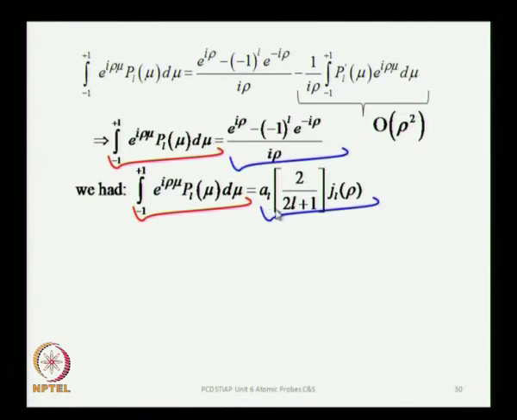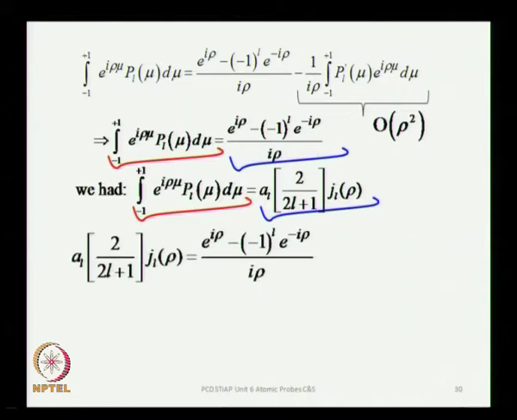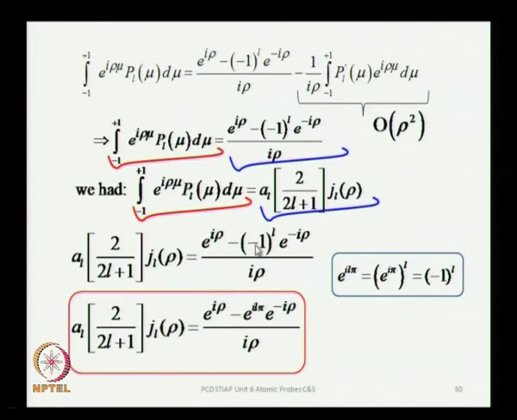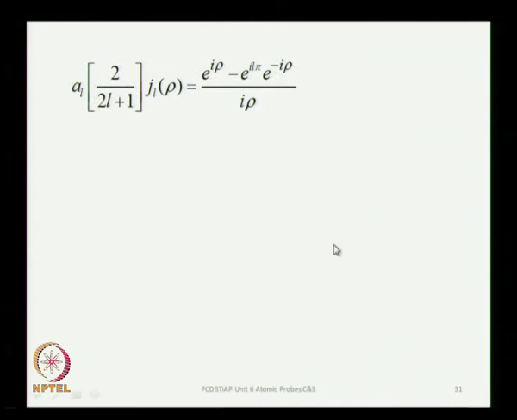So, you equate them and find what A L is. Okay. So, what does it give you for A L? You equate the right hand sides and you get this. You make use of the fact that e to the I L pi can be written as minus 1 to the L. So, this minus 1 to the L can be written as e to the I L pi, and then you can combine it with this e to the minus I rho if you like. Using this, minus 1 to the L, which is equal to e to the I L pi, is now your relationship between the left hand side and the right hand side, and this will give you what the coefficient A L is. Okay.